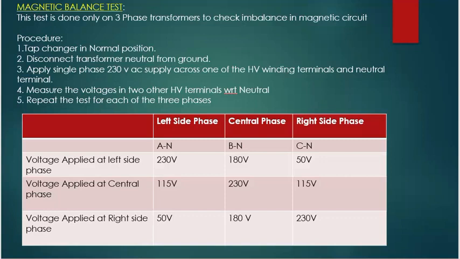Apply a single phase 230 volt AC supply across one of the HV winding terminals and neutral terminals. Measure the voltage in two other HV terminals with respect to neutral. Repeat the test for each of the three phases.